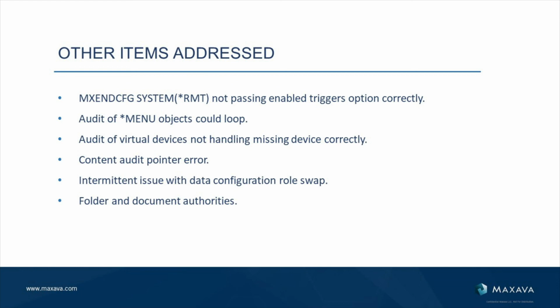Intermittent issues with data configurations during role swap. On rare occasions, some environments will not see the role swap request correctly. The information seems to be appearing but not being read, and it's not understood why. New tracing functionality has been added to give more information. Folder and document authority. Some folders with public authority with authority list was not being set correctly. This has now been corrected.